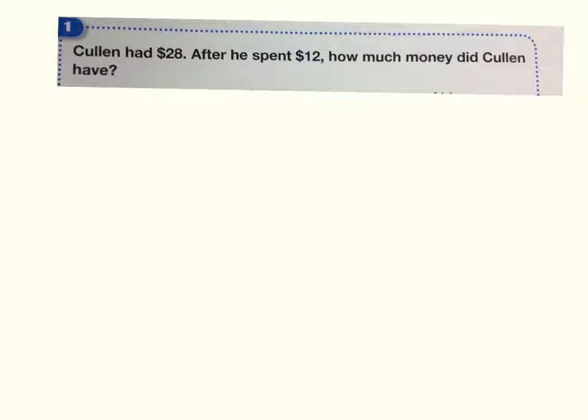Okay, just a reminder, whenever you see a photo of words, you don't need to copy them. You just need to copy what I am writing down. So I put up here the practice problem that we're going to do. Don't copy it down, just copy down what I write. You can see that right now we have two numbers, $28 and $12, and then our question: how much money did Cullen have?